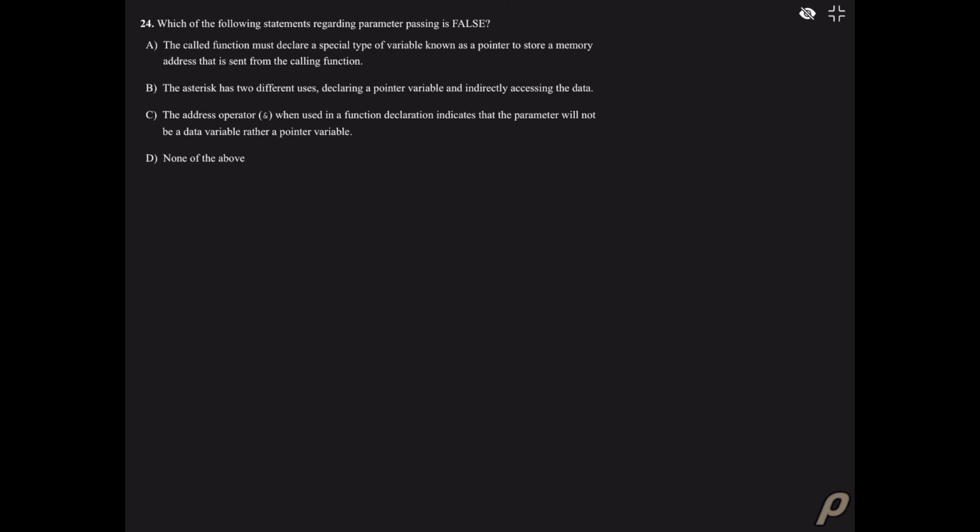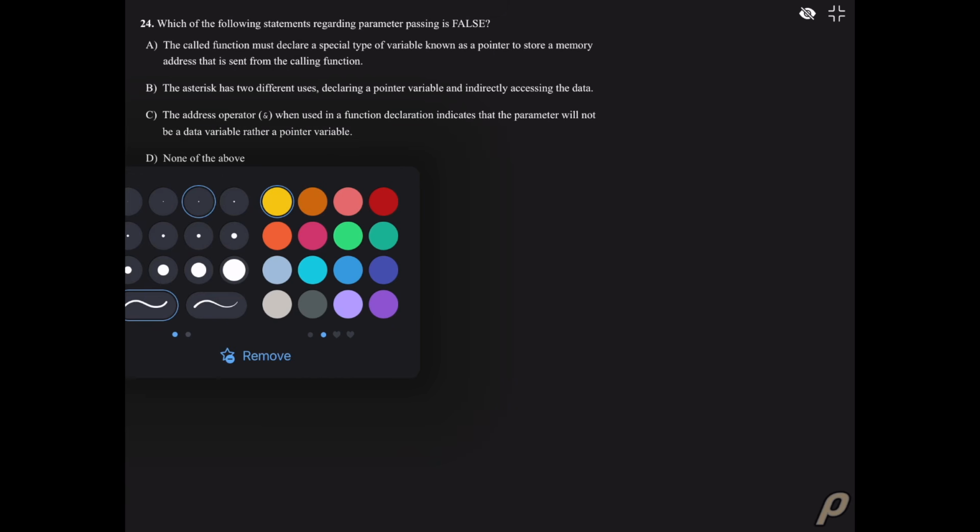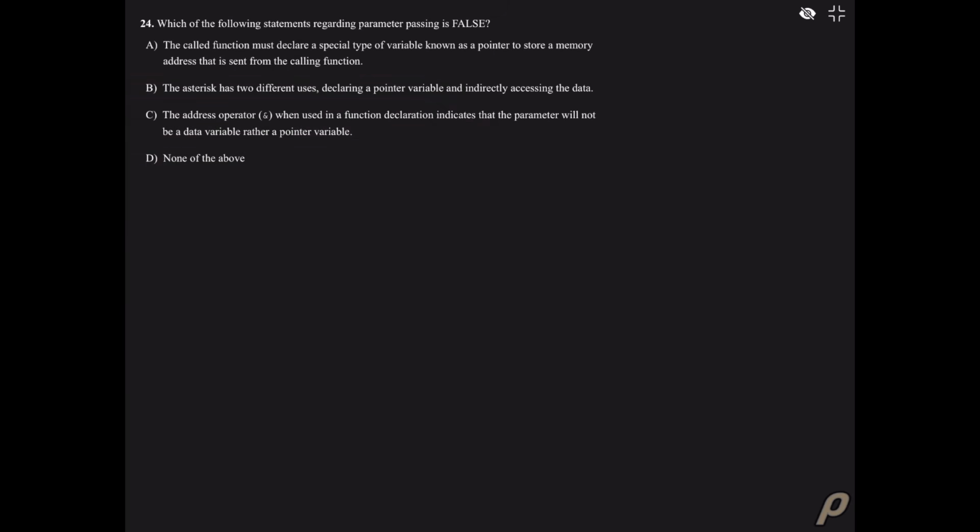All right, moving on to question 24. Question 24 asks us which of the following statements regarding parameter passing is false. Keyword there, false. Which one is going to be false? So A states that the called function must declare a special type of variable known as a pointer to store a memory address that is sent from the calling function.